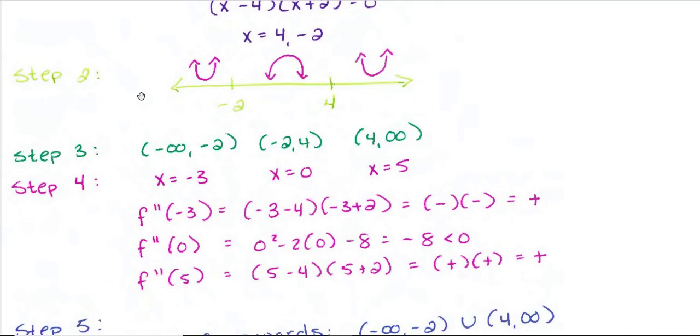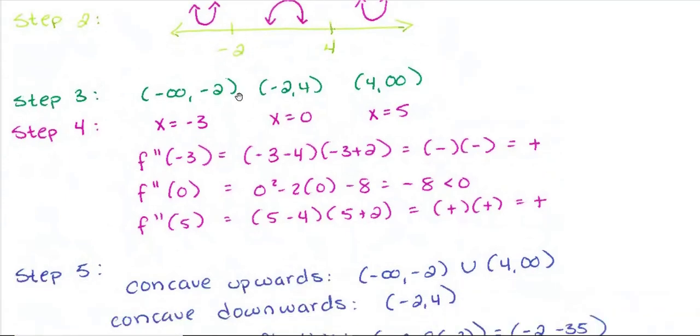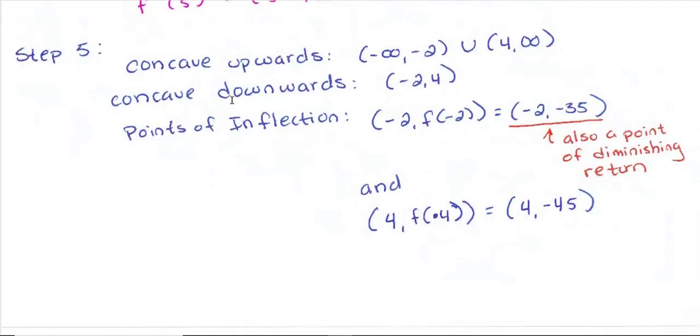So we're concave up from -infinity to -2, and from 4 to infinity. From -2 to 4, we're concave down. We did switch concavity here, so we have a point of inflection. We did switch concavity here, so we have another point of inflection. And at this point of inflection, we went from concave upwards to concave downwards. So not only is this a point of inflection, but it is also a point of diminishing return. So we are ready to answer the question.